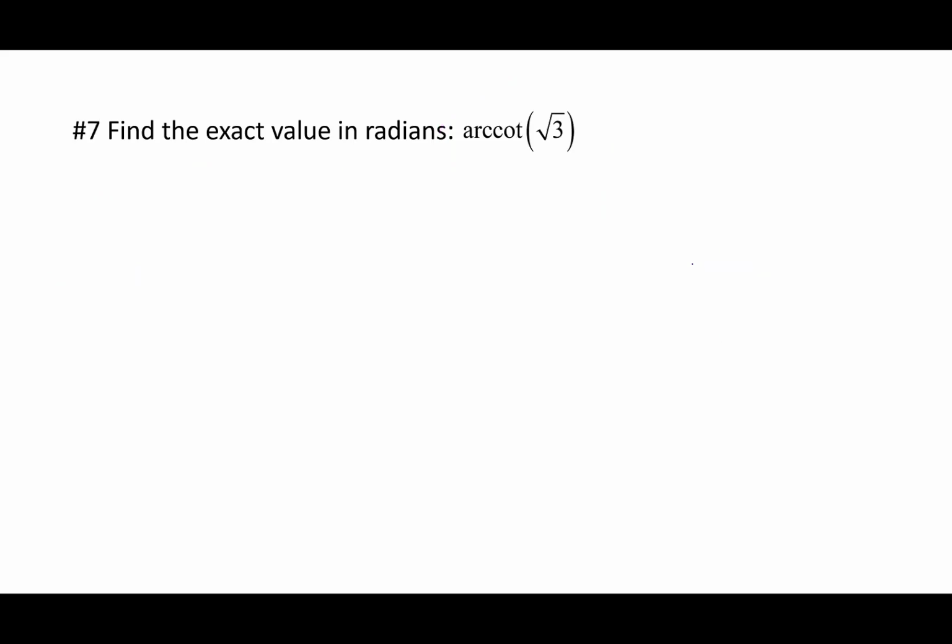Okay, moving on, number 7. Find the exact value in radians of the arc cotangent of square root of 3. Again, I'm going to call this thing theta. And that tells me that the cotangent of theta equals square root 3. Okay, what quadrant are we in for the cotangent of theta to be square root of 3? This is what's kind of nice. Whenever we have positive values, we're always looking at quadrant 1, for any of these trigonometric functions. So in quadrant 1, we're looking for what angle gives me a cotangent of square root of 3.